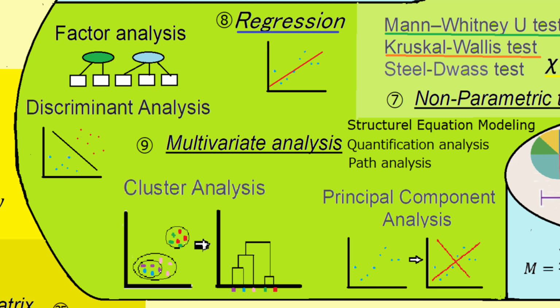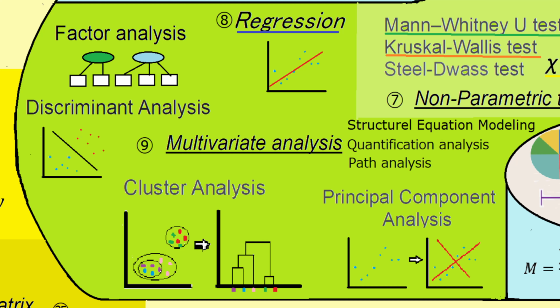Factor analysis is a method to find several factors underlying a large number of factors. Discriminant analysis is a method to determine which group an element belongs to. Cluster analysis is a method of grouping elements based on their distance from each other. Principal component analysis is a method of finding factors that contribute more to the explanation of the data.